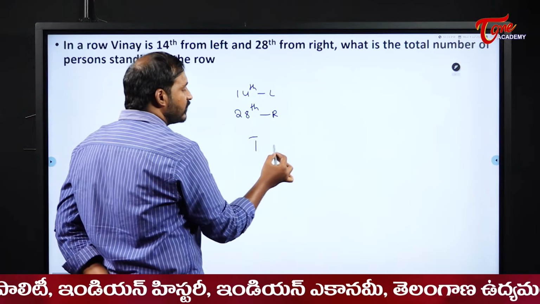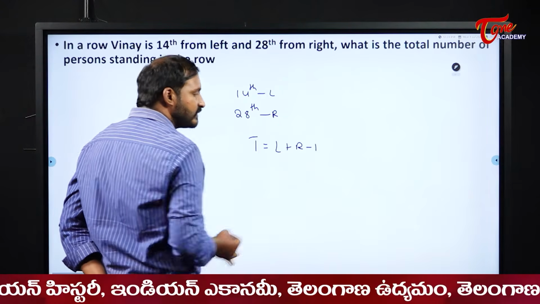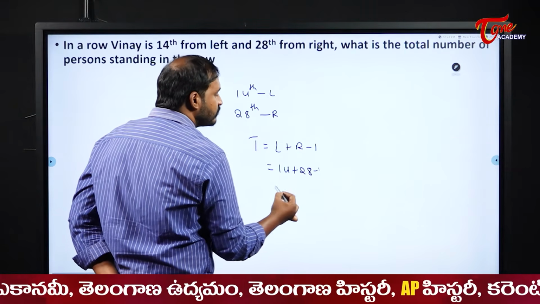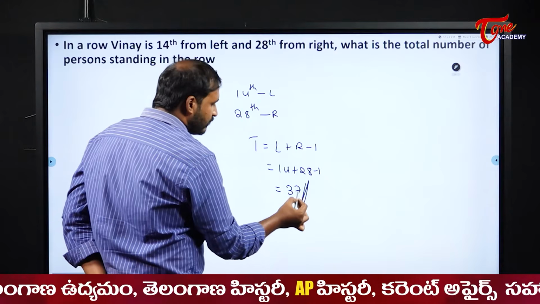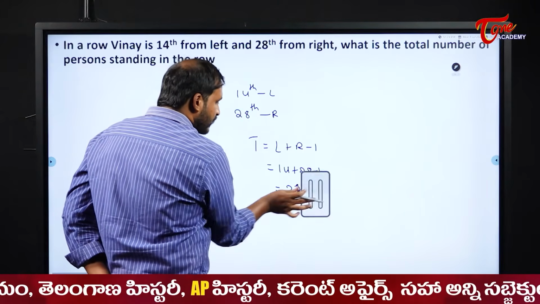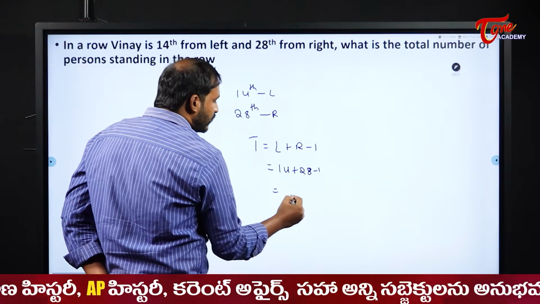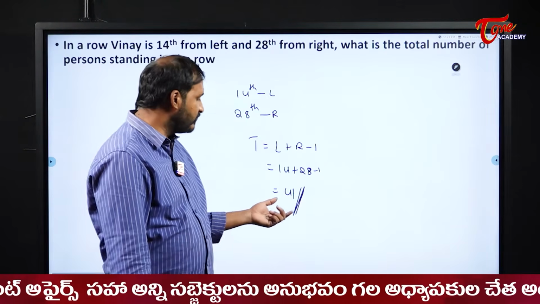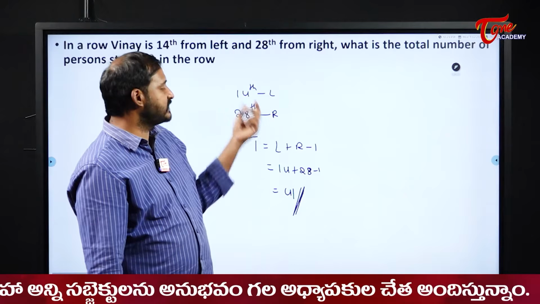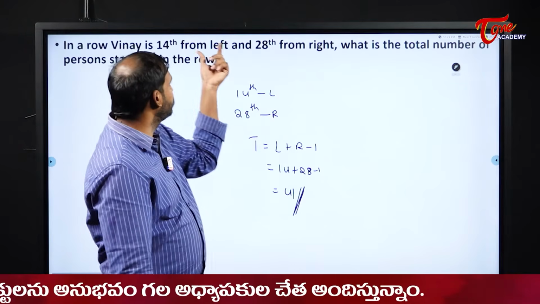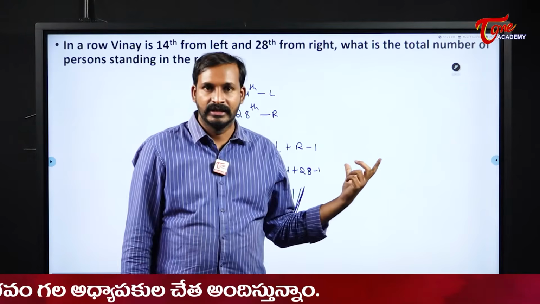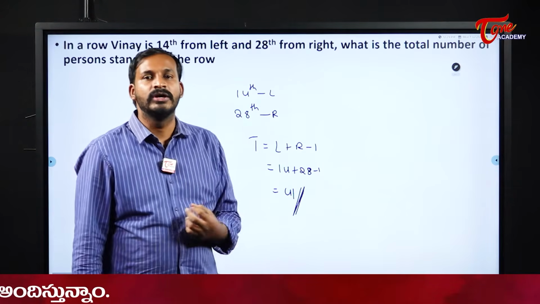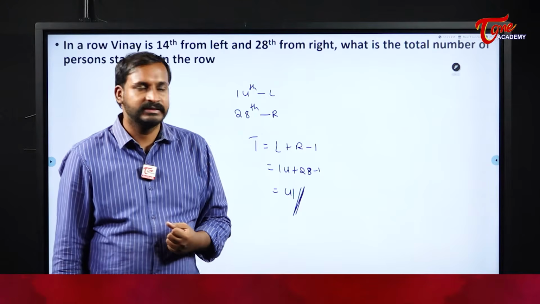Just now I told you, total is equal to left plus right minus 1. So that means 14 plus 28 minus 1. Here we will have 41 persons in that row. Why? Because the left and right positions given are of the same person. From the left he is 14th, from the right he is 28th, so the total number of persons is 14 plus 28 minus 1, which is equal to 41. Right? Next one.